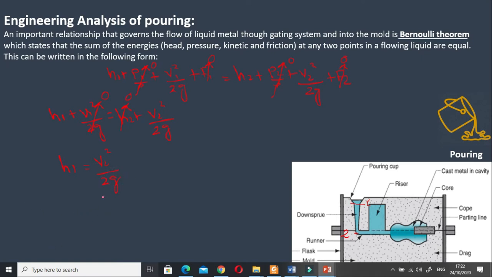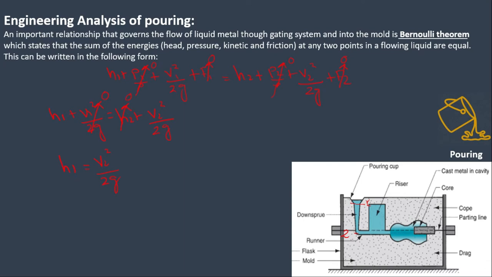So from this expression, it can be solved for the flow velocity. That is, V2 square equals H1 G, or V equals the square root of 2gh, where v is the velocity at the bottom of this pool, whereas h is the height of the sprue, and g is acceleration due to gravity.